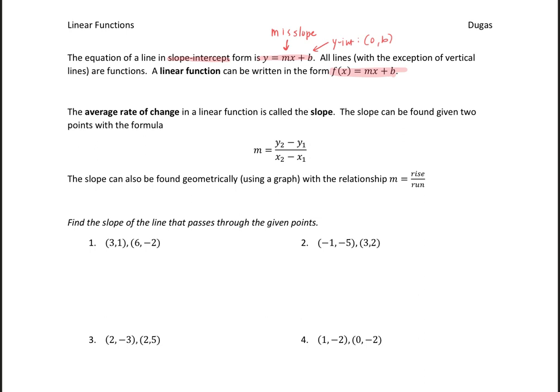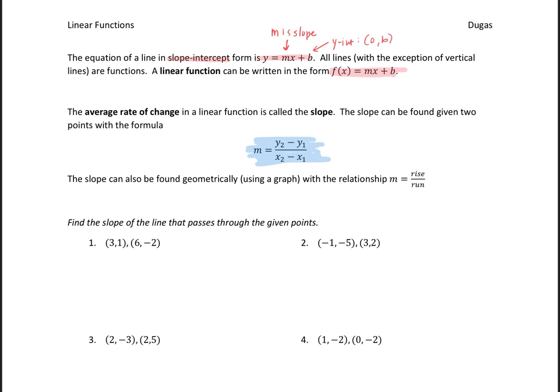The average rate of change in a linear function is called a slope. The slope can be found given 2 points with the formula y2 minus y1 over x2 minus x1. So other functions also have rates of change, but they'll be different for different intervals depending on the shape of your graph. A line has a constant average rate of change or a constant change called the slope. So no matter what 2 points you pick on a line, the change will be the same. So this is the formula for the slope.